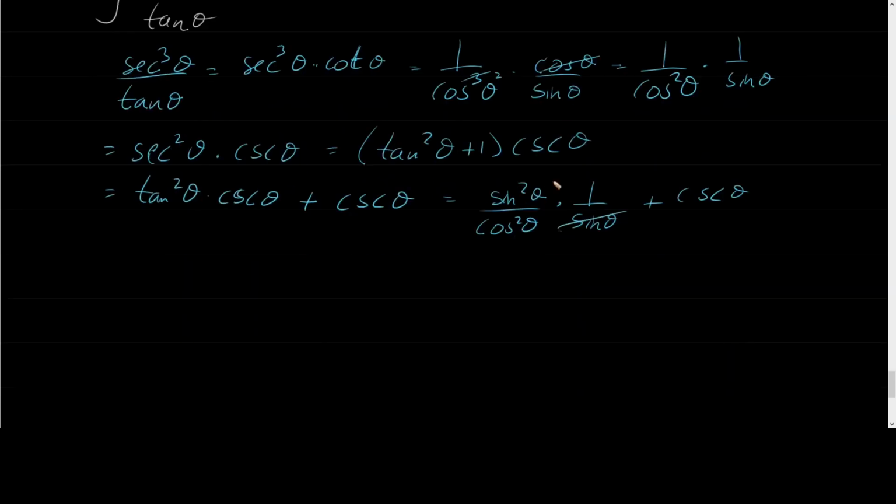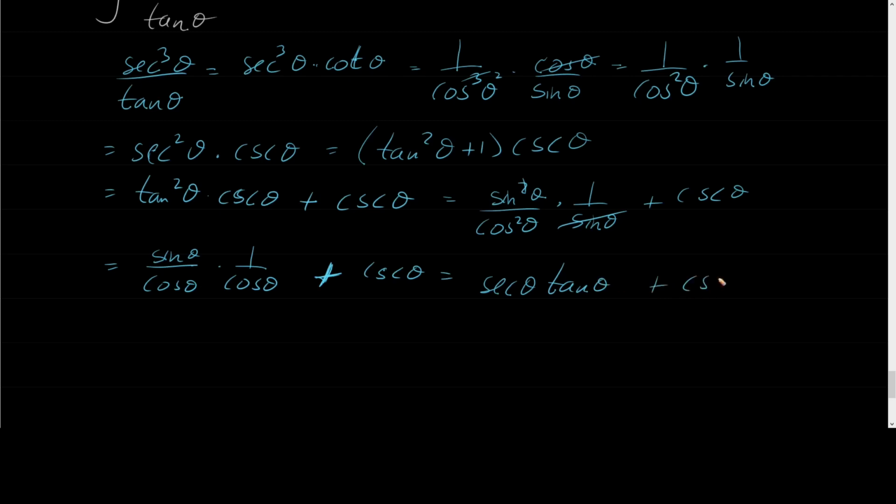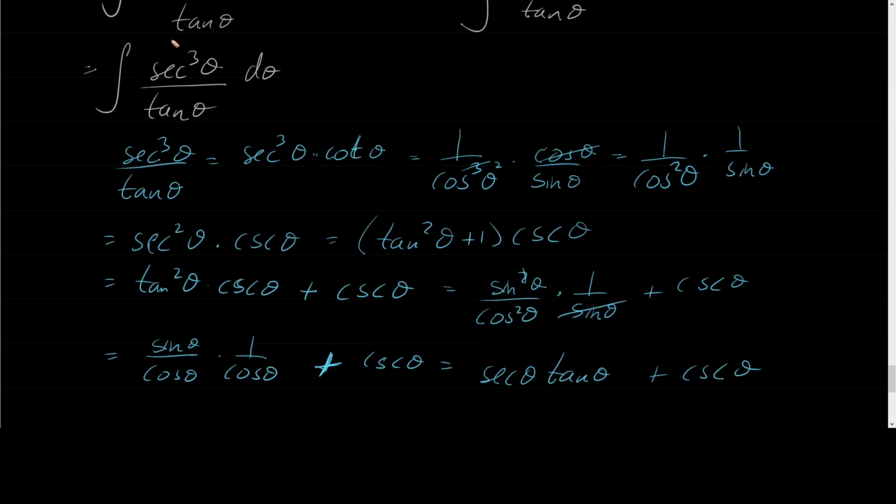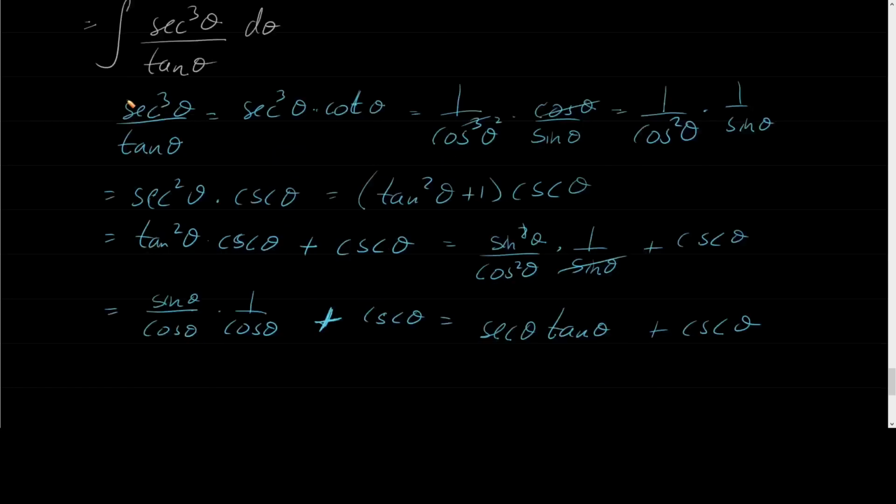And in here, this sine cancels out one of these. So I really have sine theta over cosine theta times 1 over cosine theta, right? I split this cosine squared into cosine times cosine. And I have times cosecant theta plus cosecant theta. And sine over cosine is tangent. 1 over cosine is secant. So I'm going to write it as secant theta tan theta plus cosecant theta. All right. So that was this statement, right? The secant cubed over tan theta.